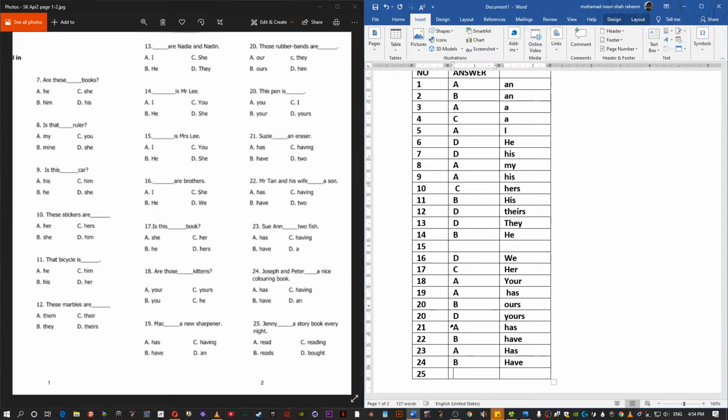Okay, Joseph and Peter have, yes, B. Okay, 25. Jenny, a storybook every night. Read, reads, reading, bot. The clue is every night. And Jenny is one person. So, every night, it's present tense. Jenny is one person. So, reads. Okay, the answer is reads. B. Okay. Yeah? Okay, that's gold.